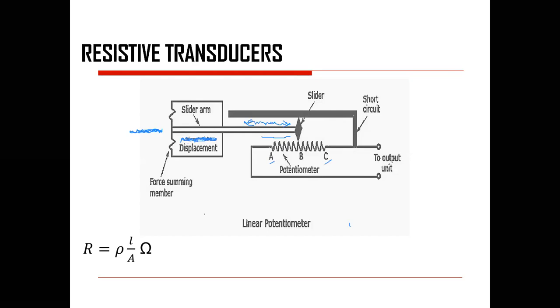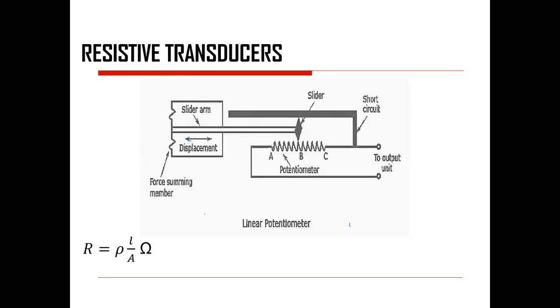So it is coming across the potentiometer. When it is coming across the potentiometer, the resistance of the potentiometer will vary, and in proportion to that your output is also going to vary. This output will be proportional to the displacement that is taking place, and this is working based upon Ohm's law, that is V is equal to IR.